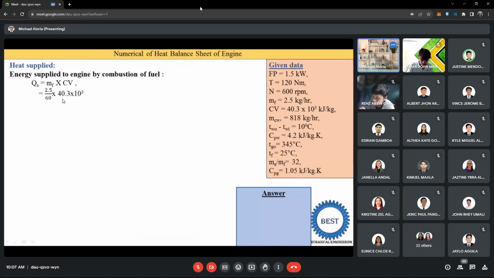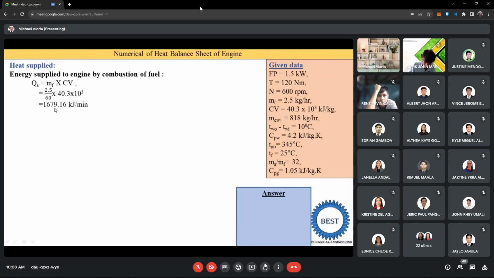Now here, why do we divide by 60? Because 2.5 kg per hour is given and we need to find it per minute. So we convert the mass of fuel to a minute basis, that's why we divide by 60. CV is 40.3 into 10 raised to 3 because CV is given in megajoule but we need to convert it to kilojoule. What is the unit of this Qs? The unit of mass is kg per hour and CV is kilojoule per kg, so kg is cancelled, and the unit is kilojoule per minute because we divided by 60.